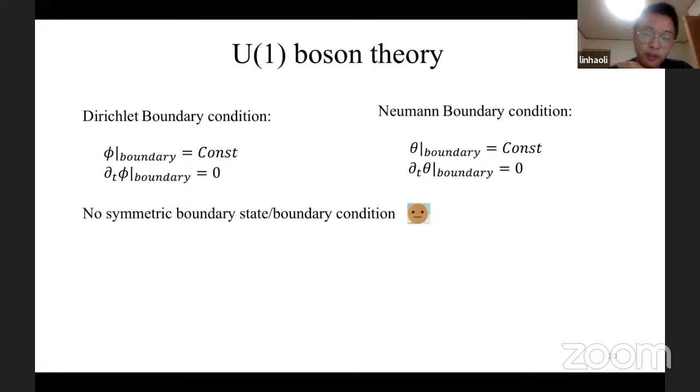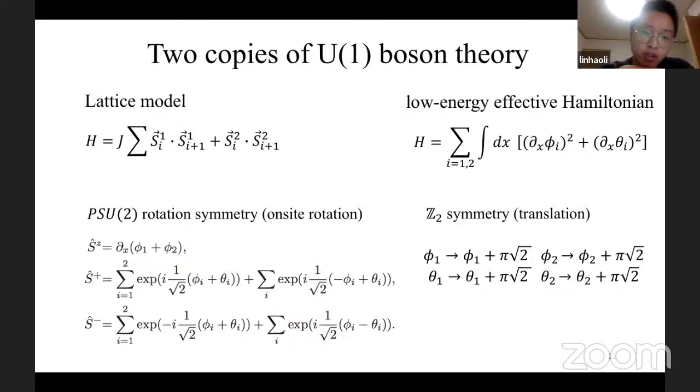However, to say this anomaly is a Z2 group, we still need to consider two copies of spin chains. Now, since the spin is an integer, the LSM theorem cannot constrain its low energy spectrum, but instead, this spin chain can have a unique gapped symmetric ground state, such as the singlet state. And the low energy effective Hamiltonian is just given by two copies of the free boson CFT with phi1, phi2, theta1, and theta2 variables. And the translation and the spin rotation symmetry just correspond to the diagonal Z2 and PSU(2) rotation symmetry.